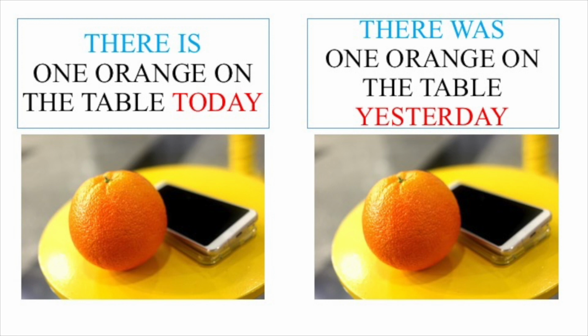So guys, what can we see? Orange. How many? 1. Singular or plural? Singular. 1 is singular. There is 1 orange on the table today. So present tense, today, there is. But what about past tense? We won't say there is. There was. There was 1 orange on the table yesterday.